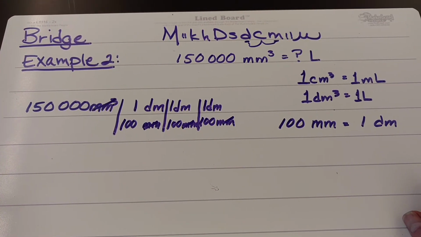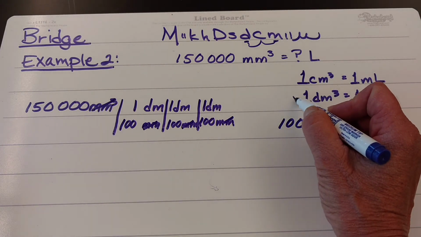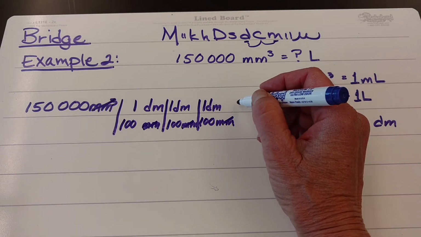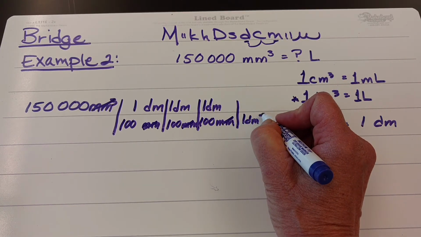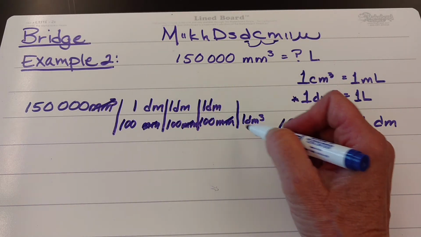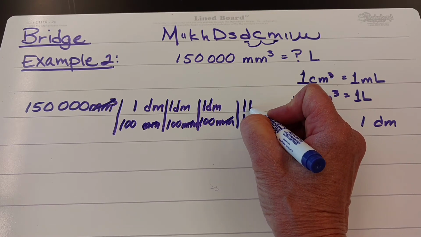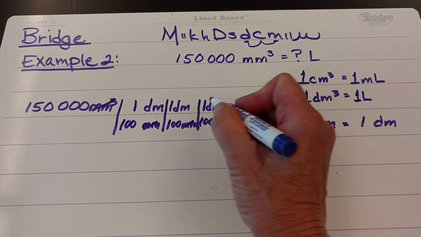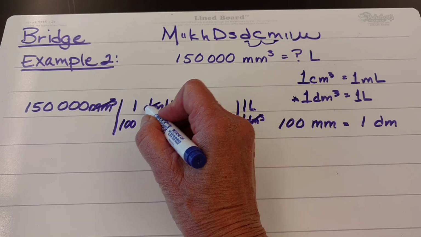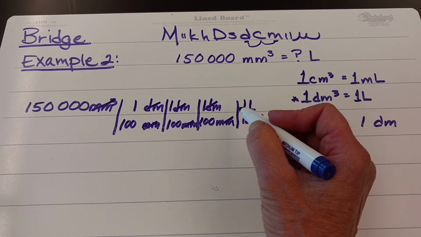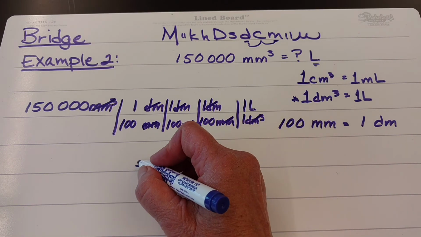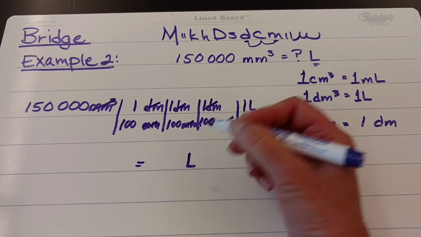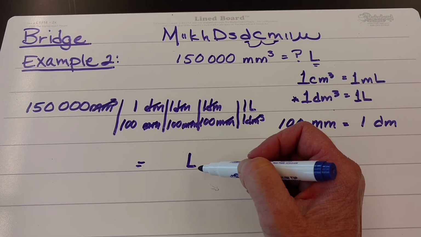So once again, we're looking at the bridge, this bridge. 1 decimeter cubed equals 1 liter. So the 1 decimeter cubed goes on the bottom to cancel out the decimeter cubed up here. That is equal to 1 liter. So the 1 liter then is on the top. Okay? That means that we are now in the units we were trying to get to. So we'll write our solution down here. And the units are liters.